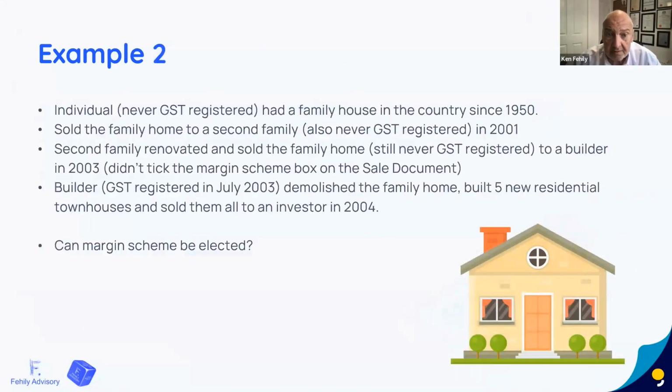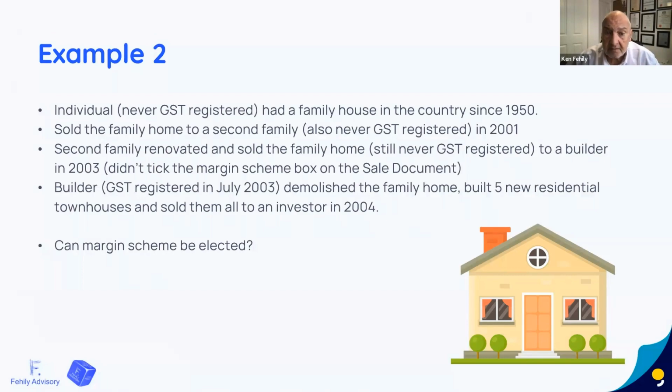An individual had a family house since 1950 and sold the family home to a second family, also never registered, in 2001. When you sell outside the GST regime, not registered, that's called an out-of-scope sale. It's out of the scope of GST. The second family renovated it and sold the family home, not in the course of carrying on an enterprise, still never GST registered. They sold it to a builder in 2003. They didn't tick the margin scheme box in the sale document, but it was still just a private dealing, and they did a big renovation, not constituting a substantial renovation.